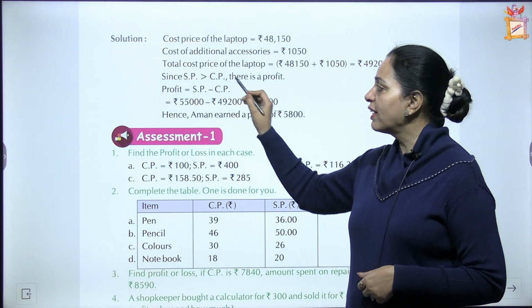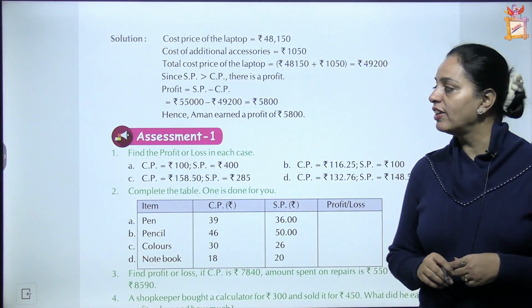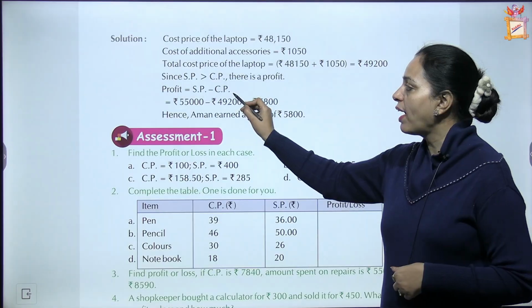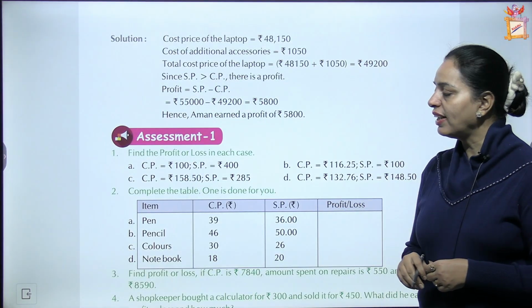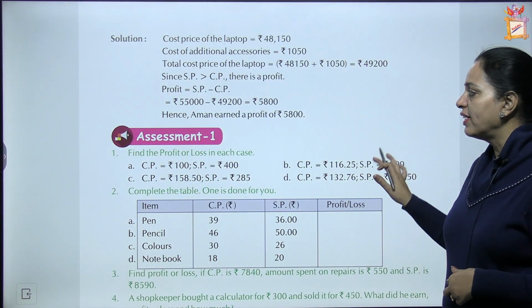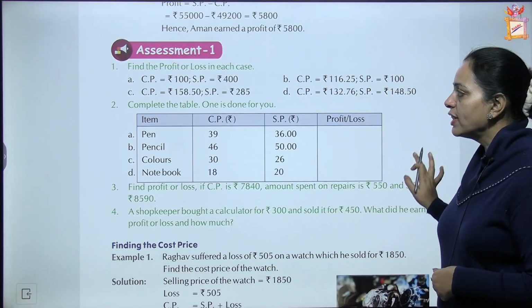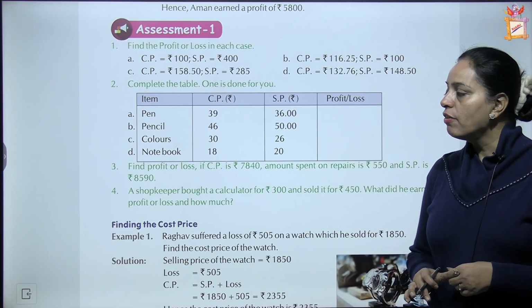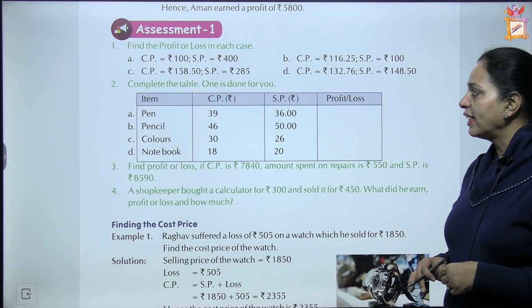Now SP is given. So SP is greater than CP. That's why there is a profit. So SP minus CP, दोनों को minus कर देंगे. 5,800 is the profit.